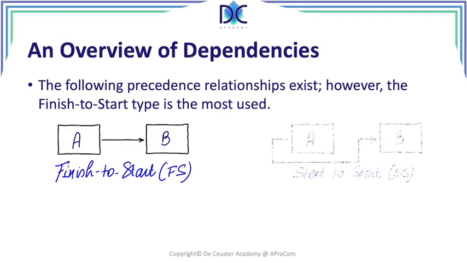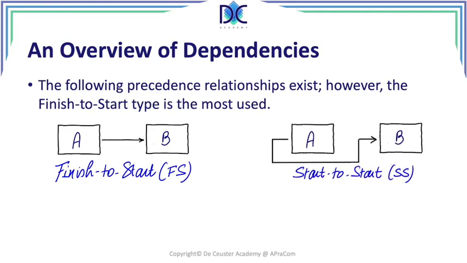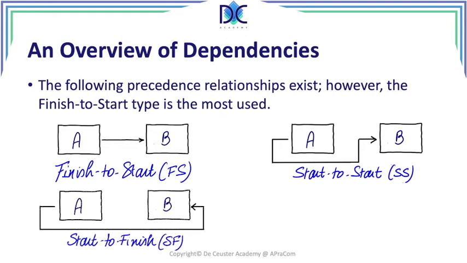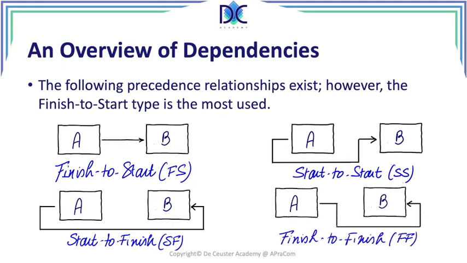Then we have start to start. So when A starts, B can also start. Then we have start to finish. So A starts and then B can finish. And we have finish to finish. So A and B can only finish when both are finished. So these are the 4 dependencies. Sometimes we also talk about percentage complete, which can be used. But for PMI and most of the software, you only find these types of activities.